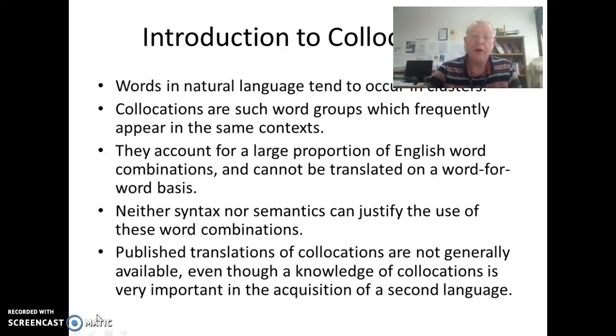Idiomatic collocations are phrases which cannot be translated on a word-for-word basis. Smadja, McKeown and Hatzivassiloglou write that published translations of idiomatic collocations are not generally available, even though a knowledge of collocations is very important in the acquisition of a second language. One reason for this is that collocations tend to be specific to a domain sublanguage, and thus the collocations used in a sublanguage often have different translations to those in general usage.